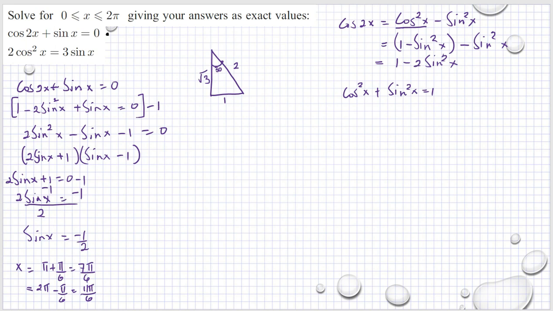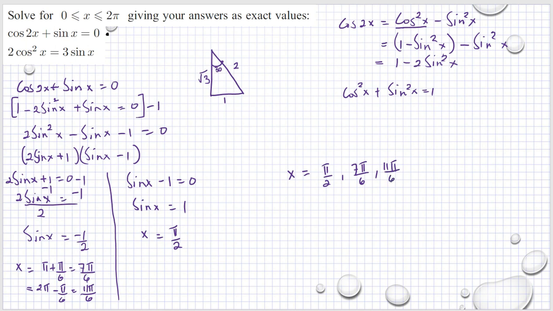Okay, and then we have the other one. If we do this, then we have sine x minus 1 is equal to 0. Then we have sine x is equal to 1. So we have x is equal to pi over 2. And that's it. So our x is pi over 2, 7 pi over 6, and 11 pi over 6.